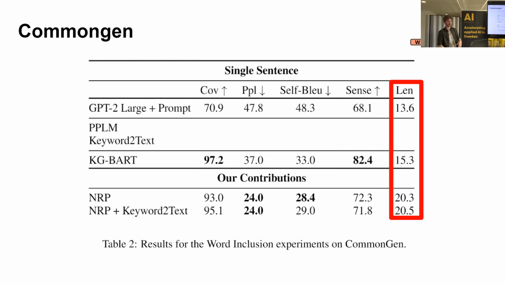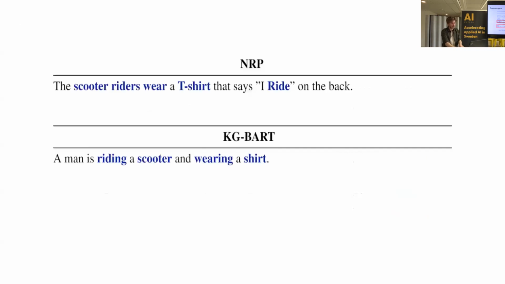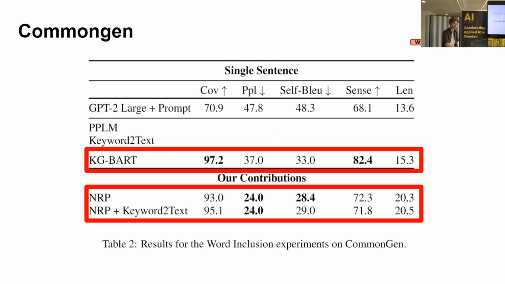And we see that we tend to generate longer sentences than the others. This will become obvious if we look at the KG-BART and our algorithm. We can see that, for example, a scooter rider wears a t-shirt that says, "I ride on the back." While the slightly shorter sentence from KG-BART: "A man is riding a scooter and wearing a shirt." So this is basically the stylistic differences between the two top contenders here.